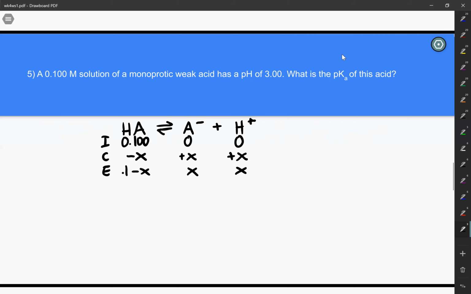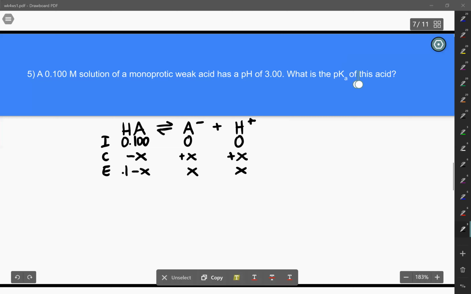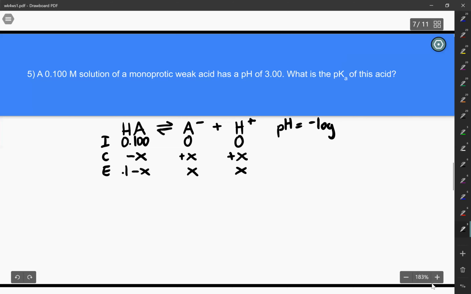So from here, we know that the pH is 3.0, even if we don't know what the Ka is. Because we know what the pH is, we can find out what the concentration of H plus will be at equilibrium. We can find this using the pH equation. Remember that pH is equal to negative log of the H plus concentration. So we can rearrange this equation to solve for H plus concentration, and that would be 10 raised to the negative pH, so that would be 10 to the negative third.